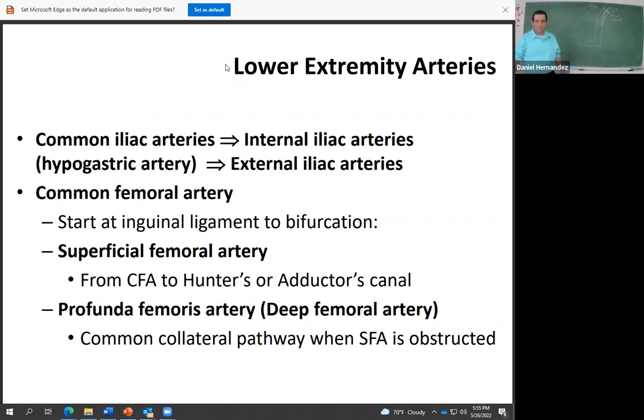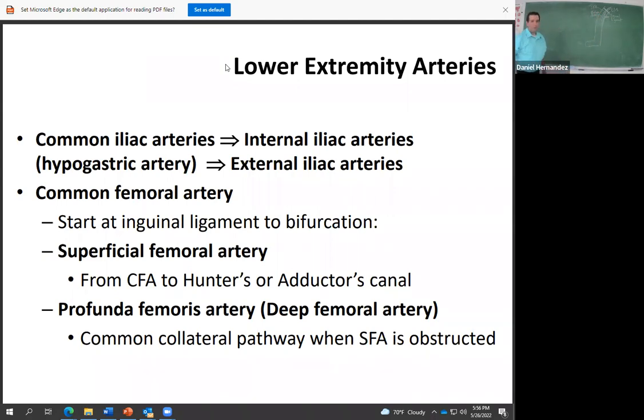So this is still relatively high up in the leg, in the area of the groin. So common femoral splits into SFA and profunda. SFA, profunda. So profunda is sometimes also called the deep femoral artery. So sometimes you'll see it abbreviated as DFA, deep femoral artery.